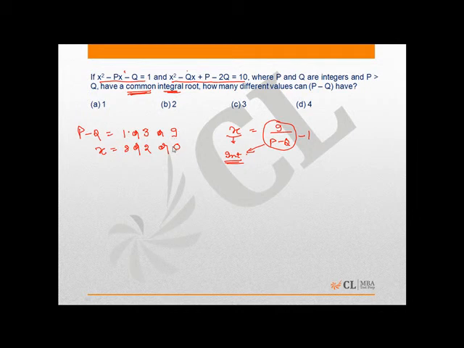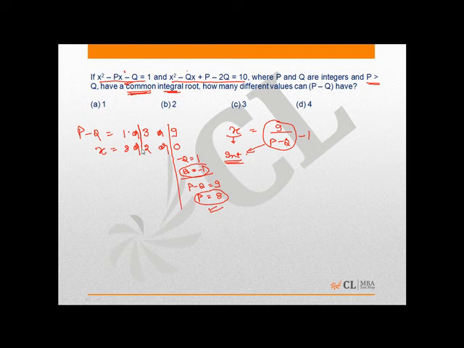Now if I simplify this case, when p minus q is 9 and x is 0, I place the value of x as 0 in any of the two equations. So from here I get minus q is 1, so q is minus 1. If q is minus 1 and p minus q is 9, I can get the value of p as well, which is 8. So both of them are integers, and also p is greater than q, which is written in the question. So this is a valid case.